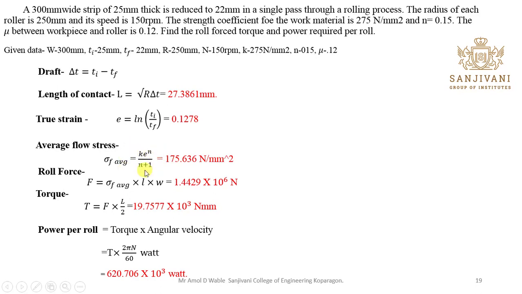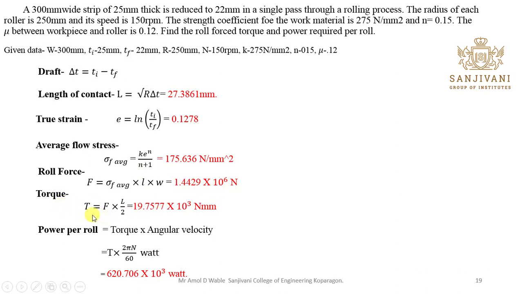So even in this case we know K, we have found the value of e, n is given to you, just put it in and you will get 175.636 Newton per mm square. Then the roll force can be calculated as the average flow stress into the area where the roll actually comes in contact. So L into W. L we know is under root R delta t. So put this value, W is given to us, and find the force, that is 1.4429 into 10 raised to 6.